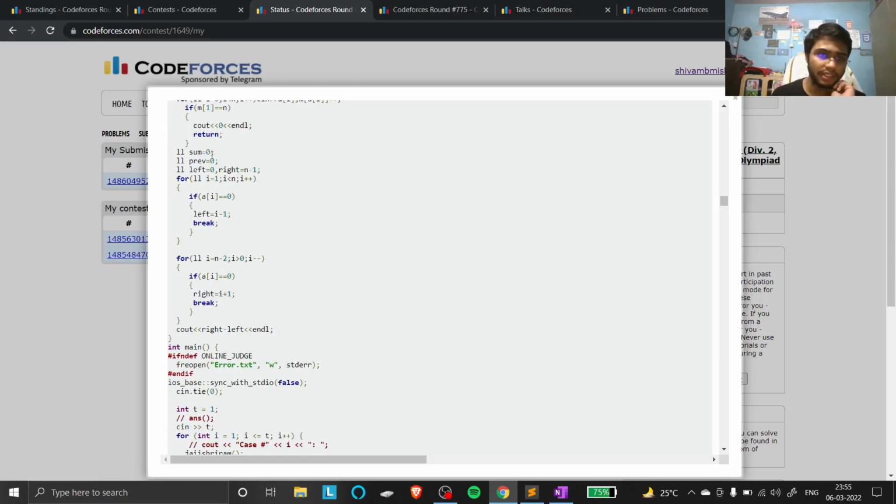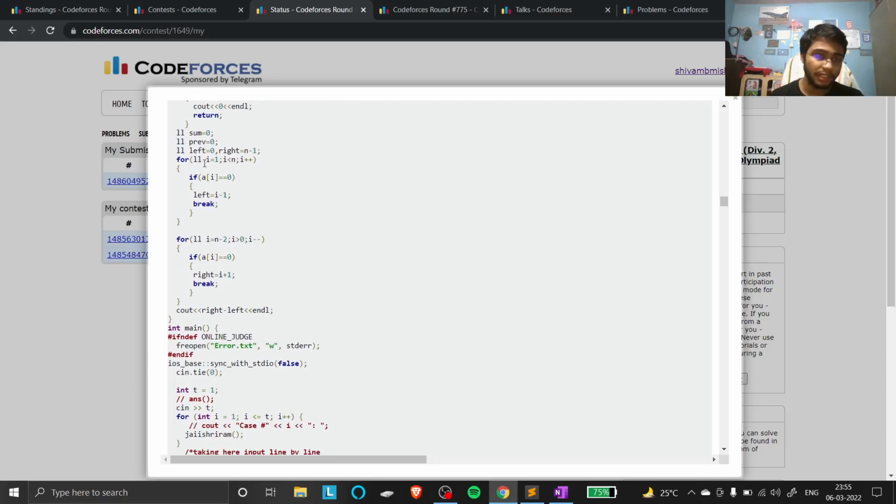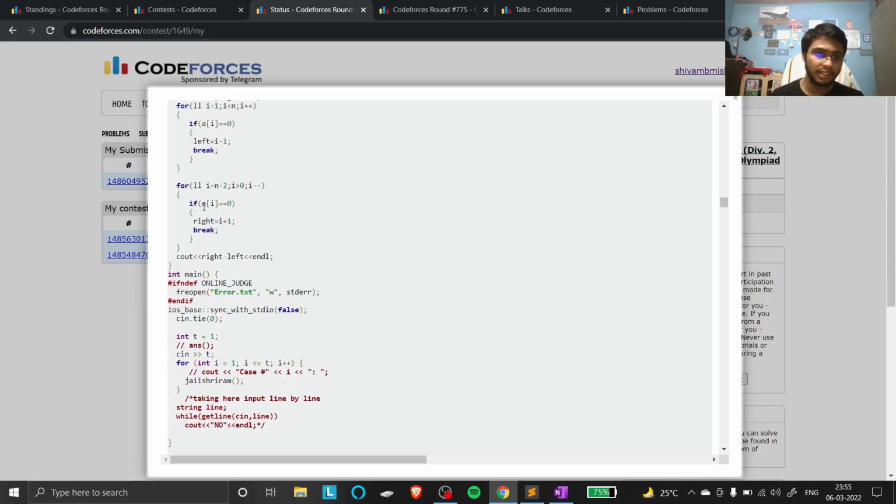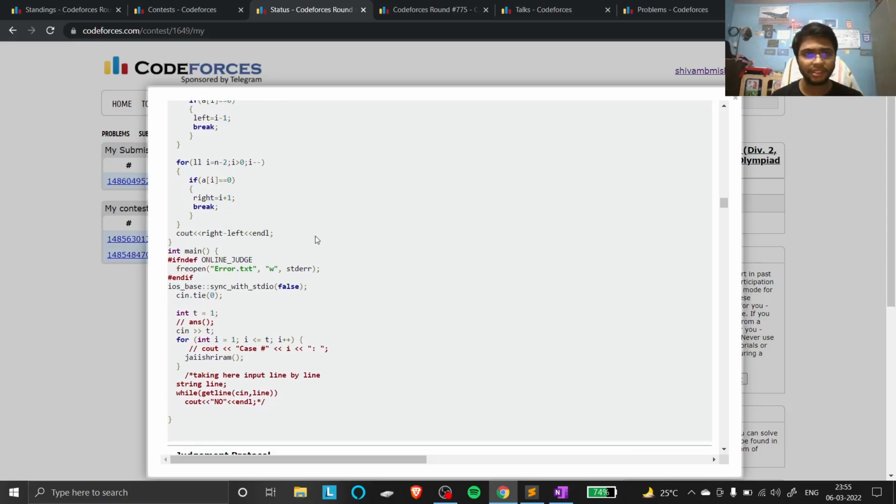Otherwise we will initialize sum 0, prev 0, left 0, right n minus 1. Prev is nothing, like means I had taken before that, left equal to 0 and right equal to n minus 1. The indices from left and right, which I explained to you. Fine. And after that what we did, first we calculated from left that at what point the first occurrence of 0 had come, so left would be our I minus 1. Then we break. Then we did the same process for right also. We did from n minus 2. Fine. And the occurrence is like I plus 1. What will be the first occurrence of our 0 from right? And after that we did right minus left.